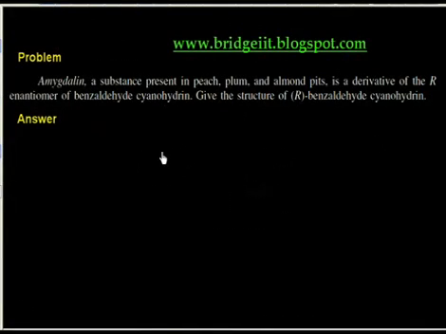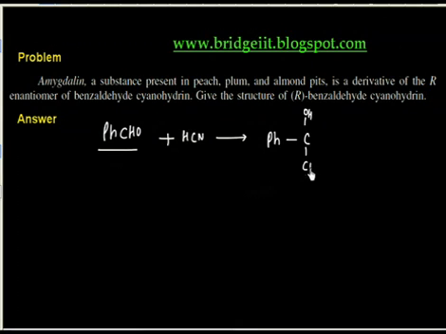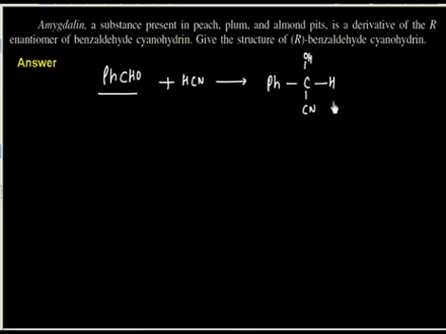We have to write down the structure of R-benzaldehyde cyanohydrine. So PhCHO is benzaldehyde, and we need the cyanohydrine of benzaldehyde. If this compound is treated with HCN, it will form cyanohydrine, PhCHOHCN. So this is benzaldehyde cyanohydrine.